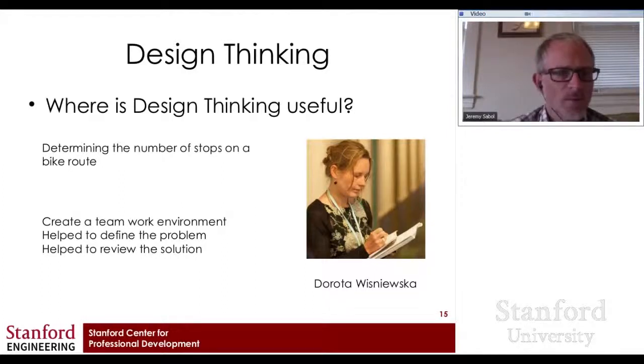Well, this kind of problem, you need a teamwork environment. You've got to really think hard about what the problem is, and then you need something to help you review whether the solution made sense or not. So this is a classic wicked problem, a classic design thinking kind of problem, where the initial goal is to figure out how many stops on a bicycle route. A design thinker is going to immediately start thinking, do we have the right problem? Should we be worried about stops on a bike route? Is a bike route the right way to go? Who's involved? Should we talk to these people?